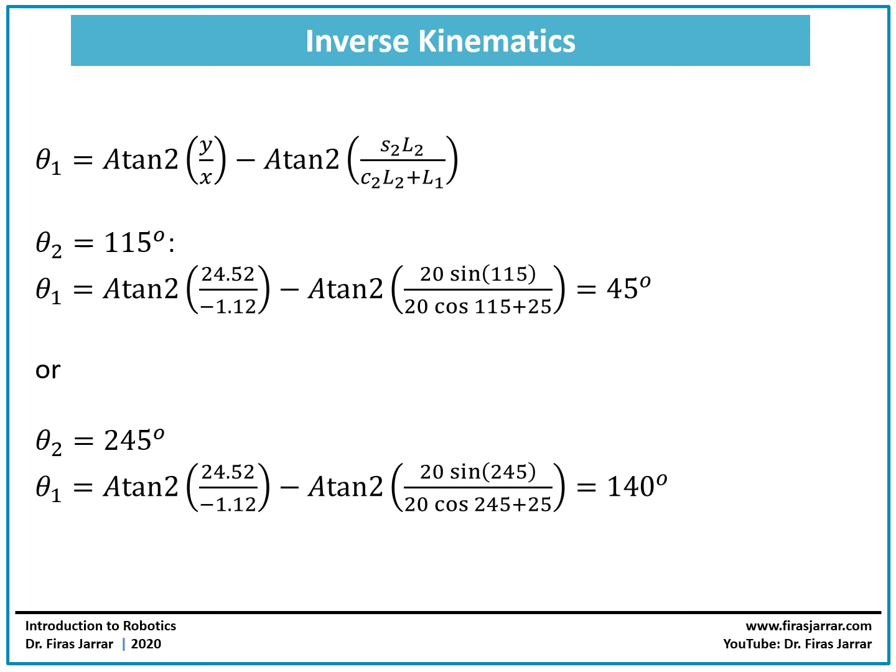So we have two possible solutions to achieve an x position of minus 1.12 centimeters and a y position for the end effector of 24.52 centimeters. We can use either the pair of theta 1 being 45 and theta 2 being 115, or alternatively theta 1 equal to 140 and theta 2 equal to 245.